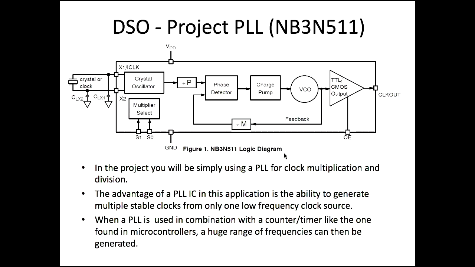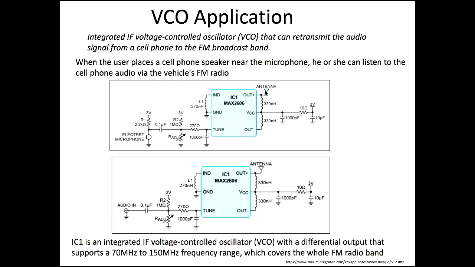So in the DSO project, you are using a PLL. See, when you are transmitting from here, you have the radio. Then your radio will pick up the signal, and you can hear the sound. That's how it works. This is a very good circuit actually. You can try it. It's a simple transmitter circuit.